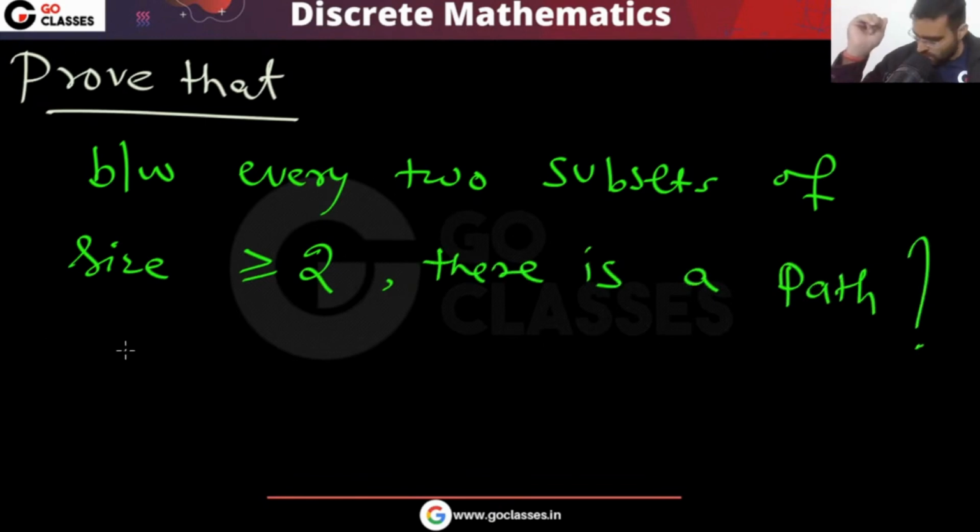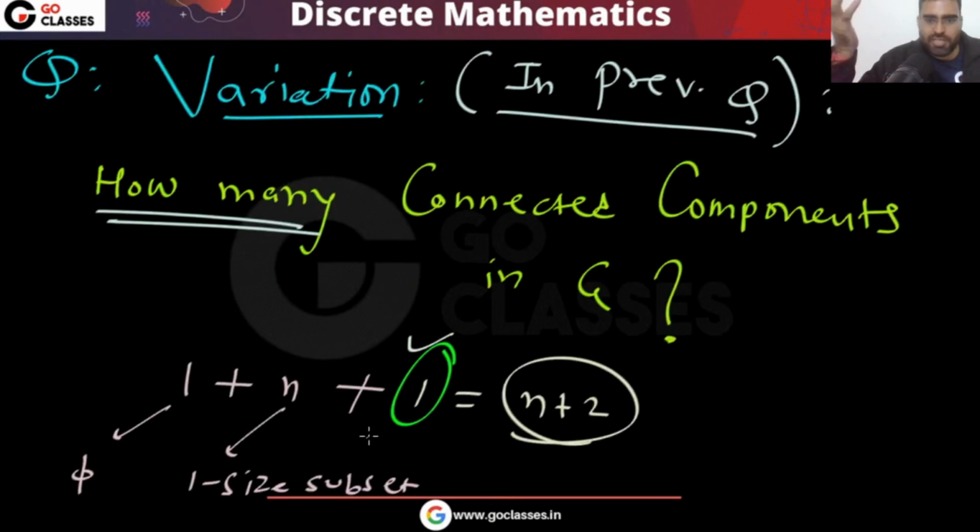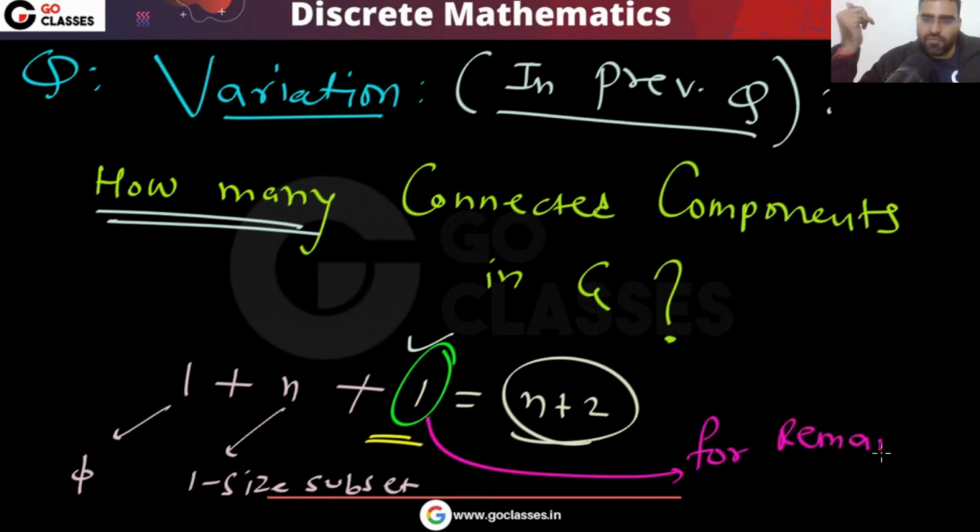Anyone? Please tell me, did you prove it? Or did you randomly say n plus 2, or did you prove it? See, you are saying that the remaining will be one component. You are saying for remaining there will be one component. This is what you are saying, correct? You are saying that for all remaining vertices, there will be one component.